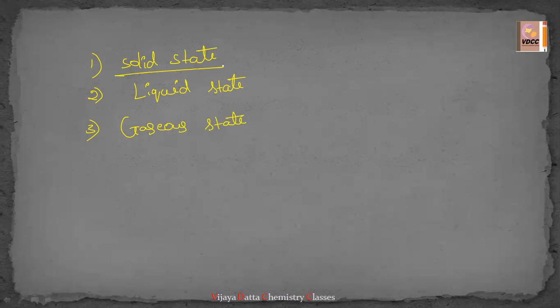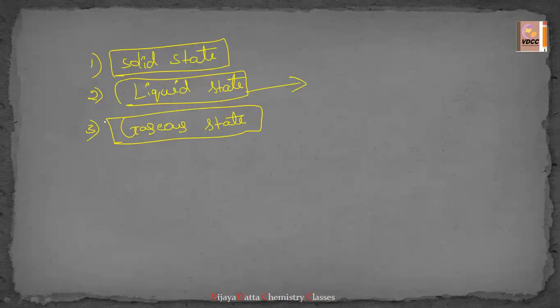The solid state we'll study in the 12th standard, and the liquid state, due to this pandemic, was deleted from the first year portion this year. The next is the gaseous state, which we are going to start now. In the gaseous state, first of all, we have to start with the properties of the gases. So, what are the properties of the gases? That is the first thing we are going to see in this video.